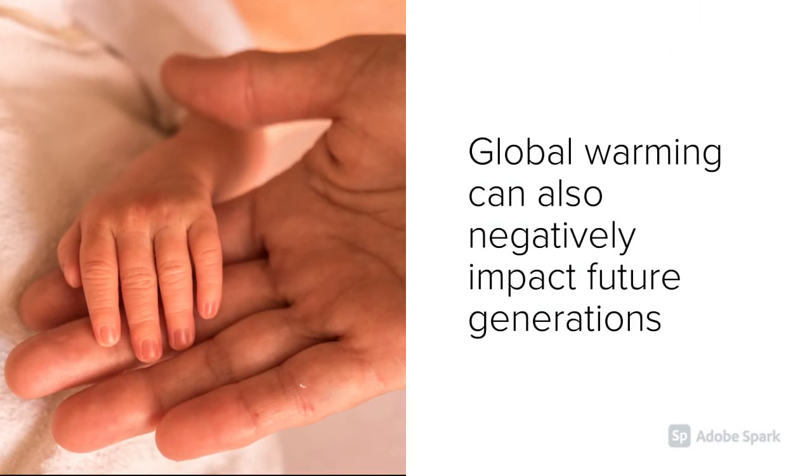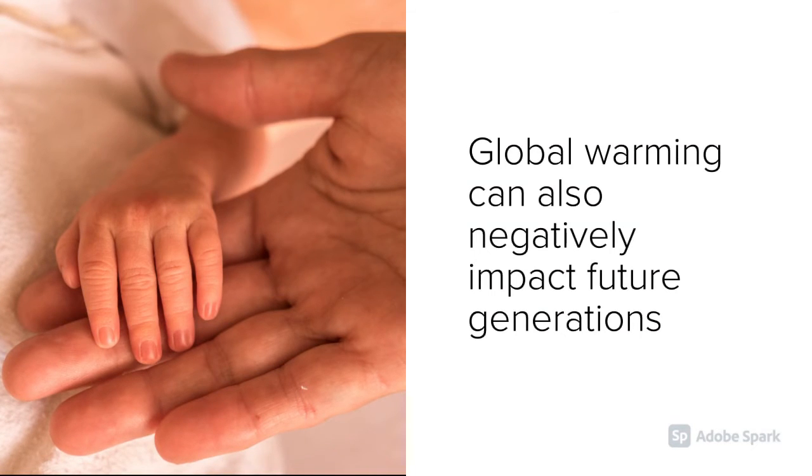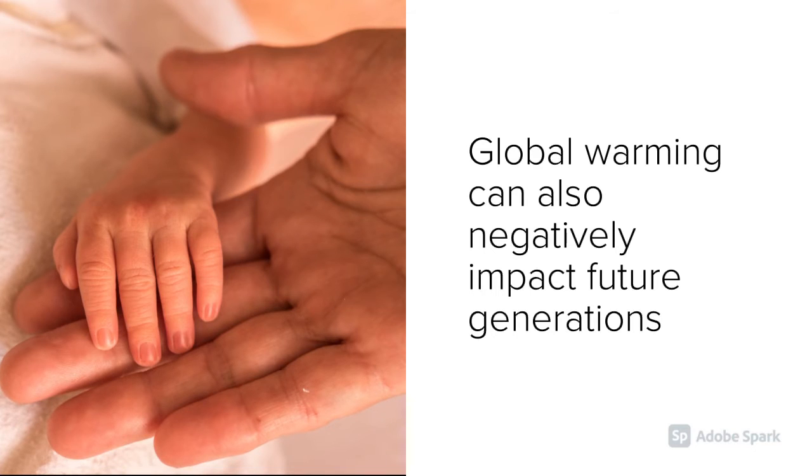Global warming can also negatively impact future generations. By the year 2040, it is estimated that 1 in 4 children will be living in areas with extreme water shortages, and by the year 2050, a further 24 million children are projected to be undernourished as a result of the climate crisis.